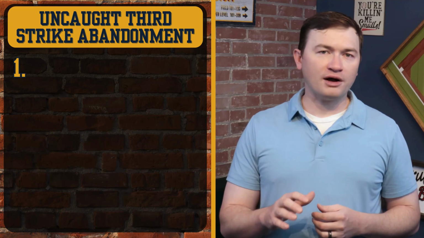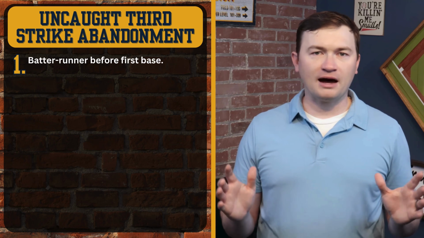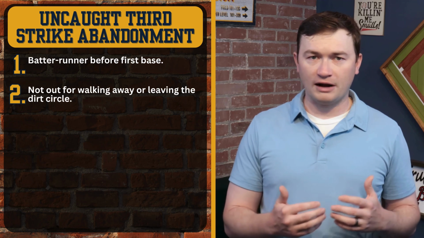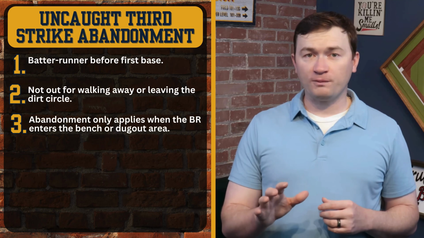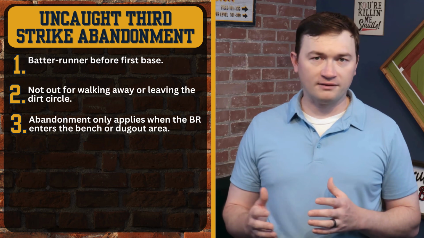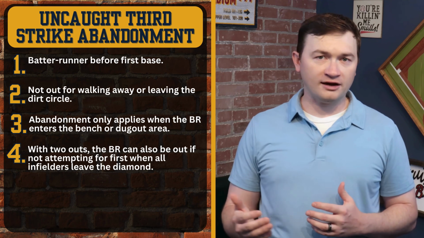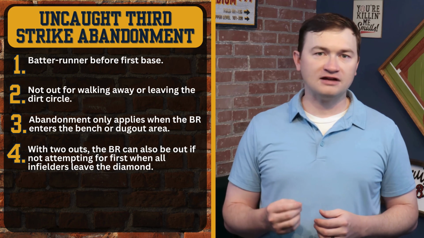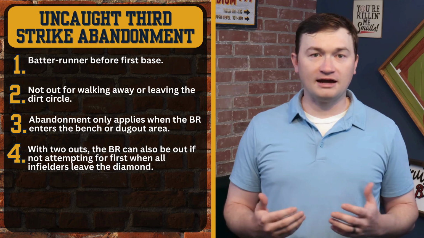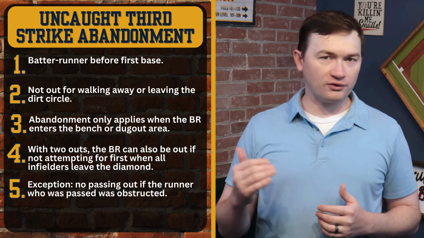So for a batter runner on an uncaught third strike at the high school level, he is not simply out because he starts walking back to his dugout or goes outside the dirt circle around home. For abandonment purposes, he is out when he gives up by entering the bench or dugout area. The only other way is that if his strikeout would be the 3rd out of the inning, he can be called out if he does not attempt to reach first base before all infielders leave the diamond at the end of the half inning. Side note, that is different from the rule at other levels.